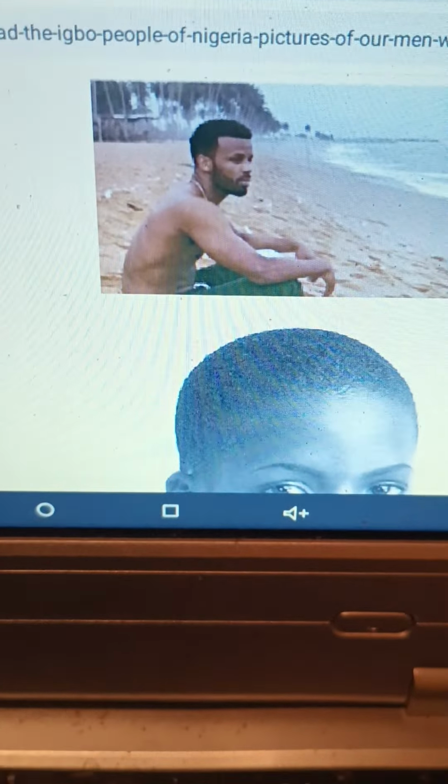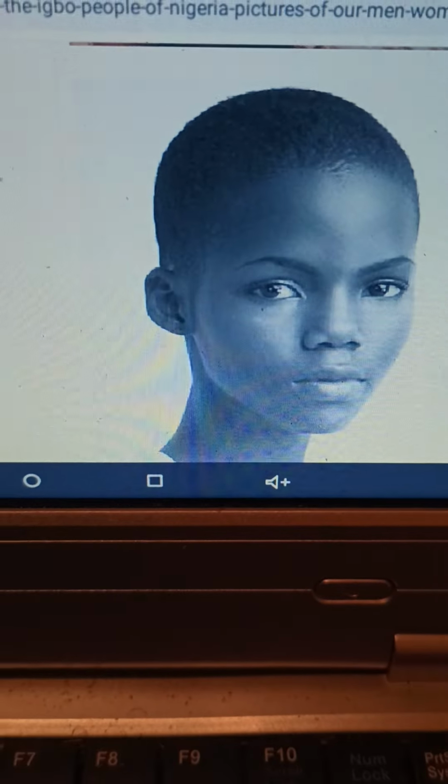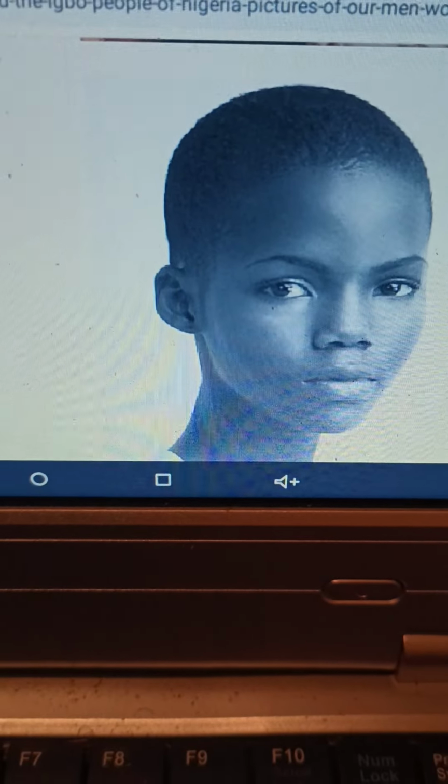We notice these, I guess, what some would describe as copper skin tone. Hard to know what her skin tone would be if it weren't in black and white.